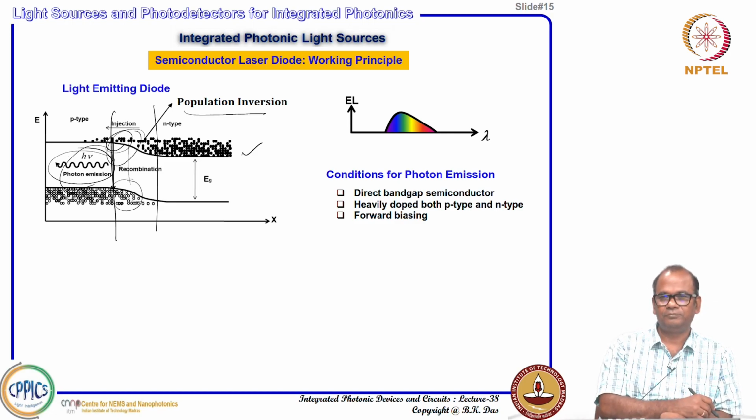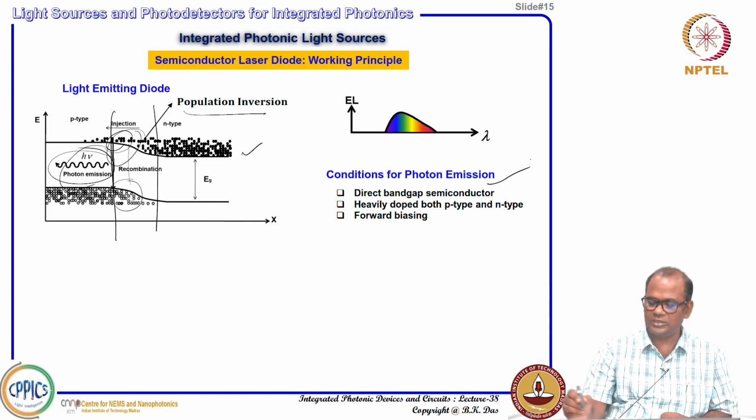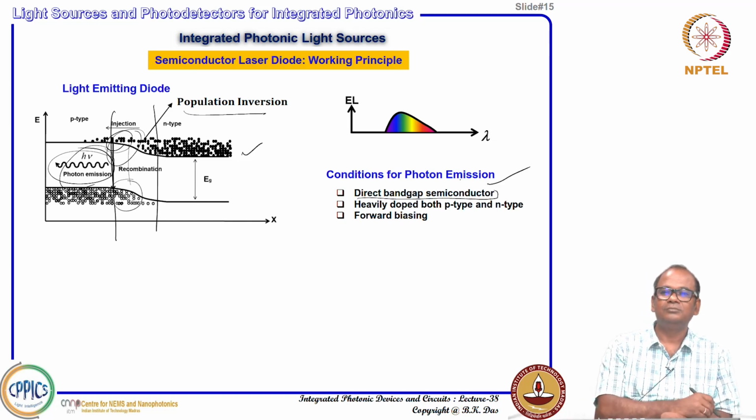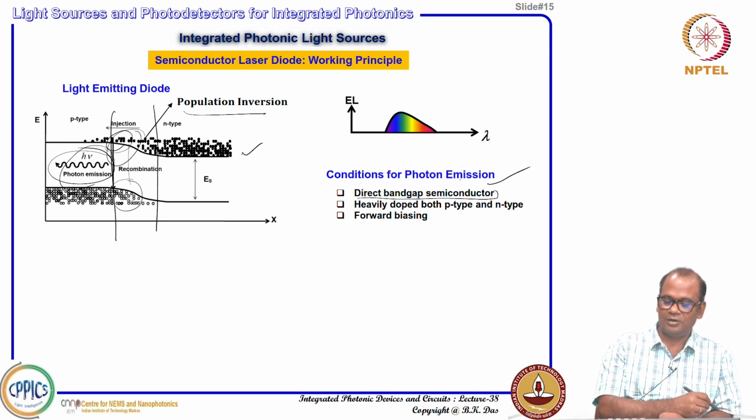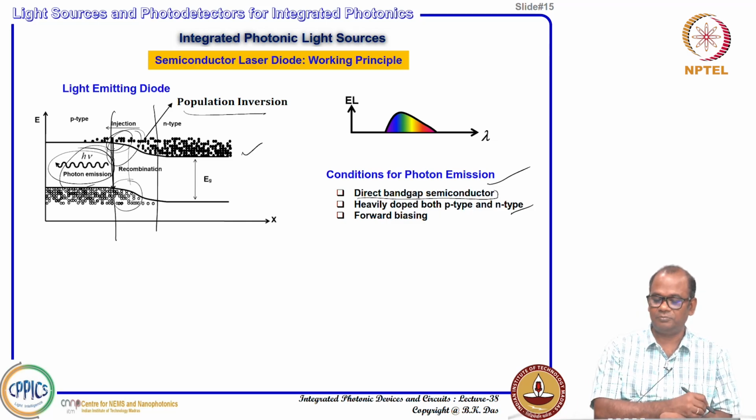That is happening in certain types of semiconductor like silicon itself, where this type of photon emission never happens. Okay. So, the condition for photon emission is you need a direct band gap semiconductor, and silicon is not a direct band gap semiconductor. You need heavily doped p type and n type to make a p-n junction, and you need forward biasing.